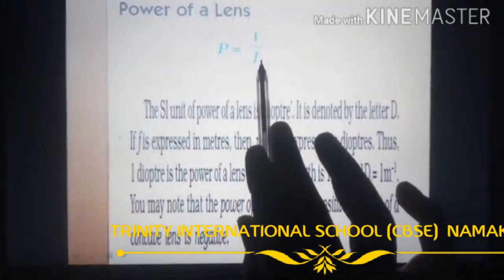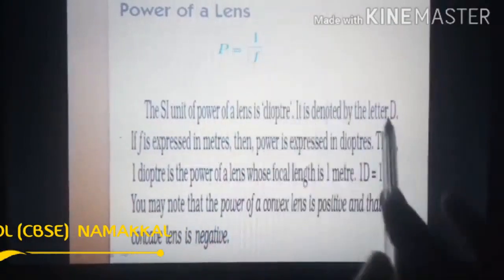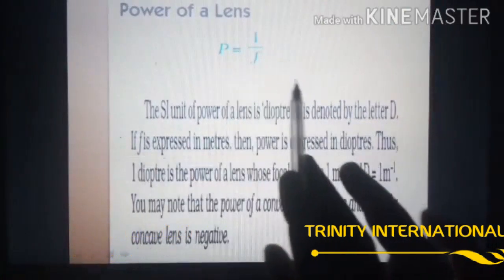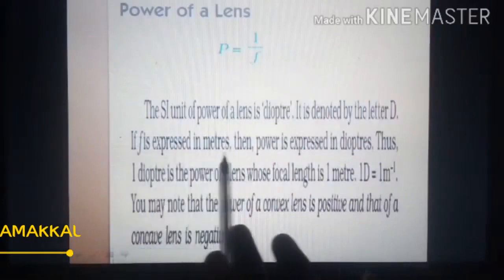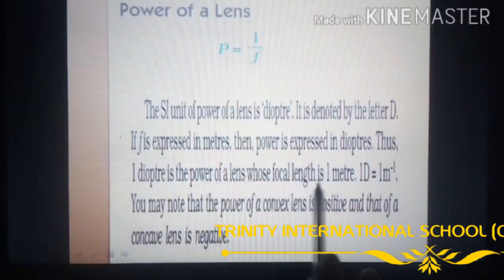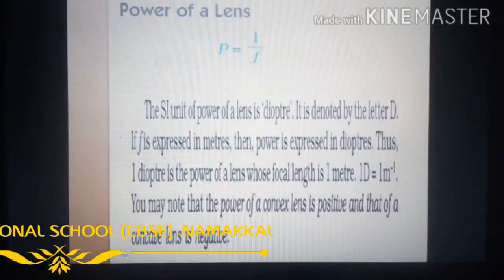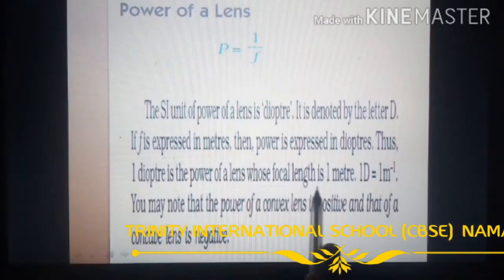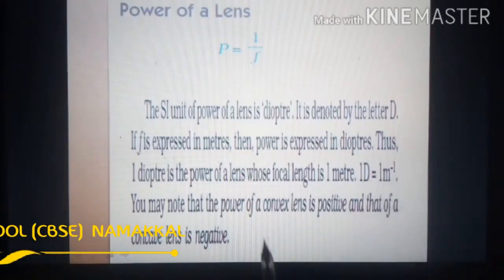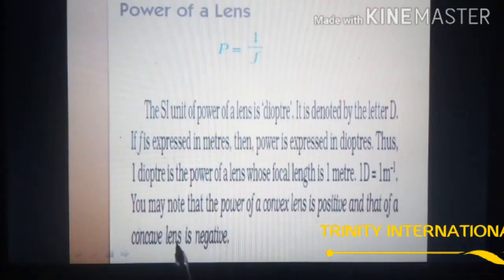Focal length is measured in meters, so power is 1 by meter, that is, meter inverse. 1 meter inverse is called 1 diopter. So 1 diopter equals 1 meter inverse. 1 diopter is the power of the lens whose focal length is 1 meter. The question may be asked: define 1 diopter. So 1 diopter is the power of the lens whose focal length is 1 meter, which is equal to 1 meter inverse. The power of a convex lens is positive, and that of a concave lens is negative.